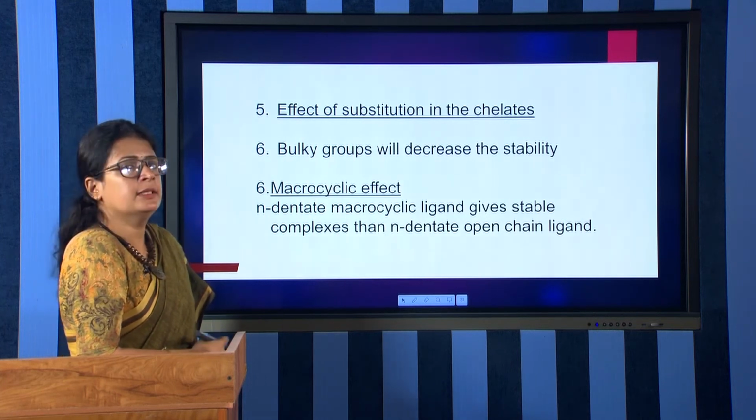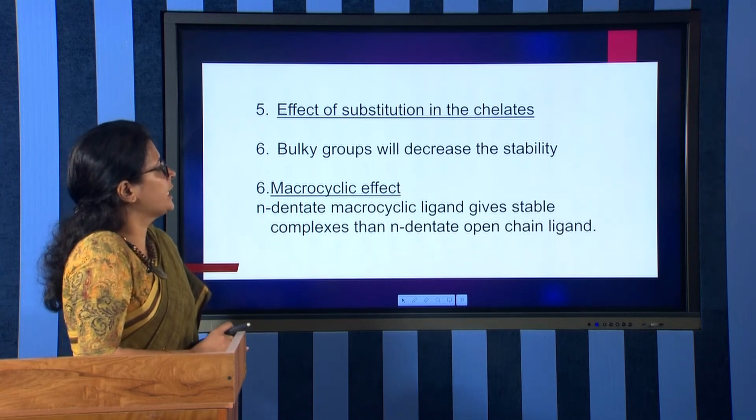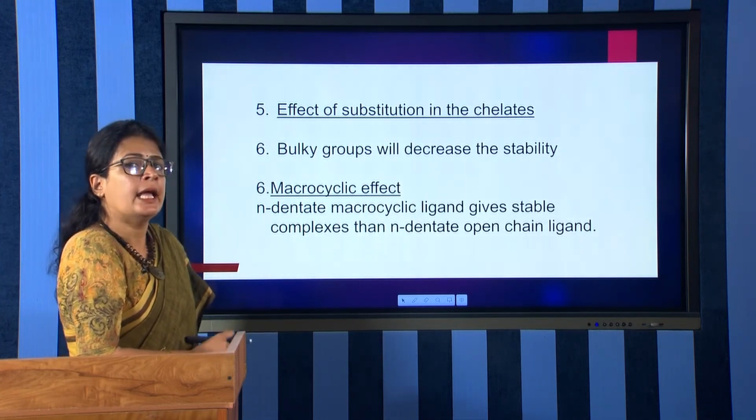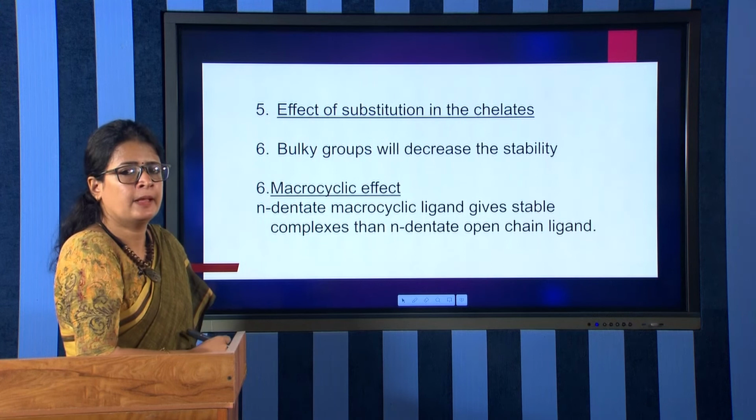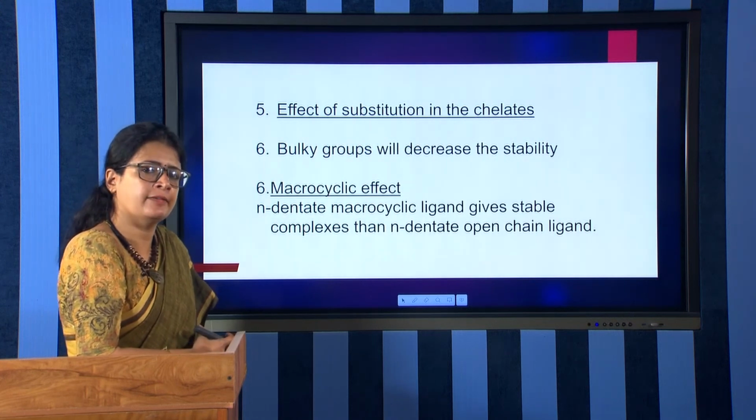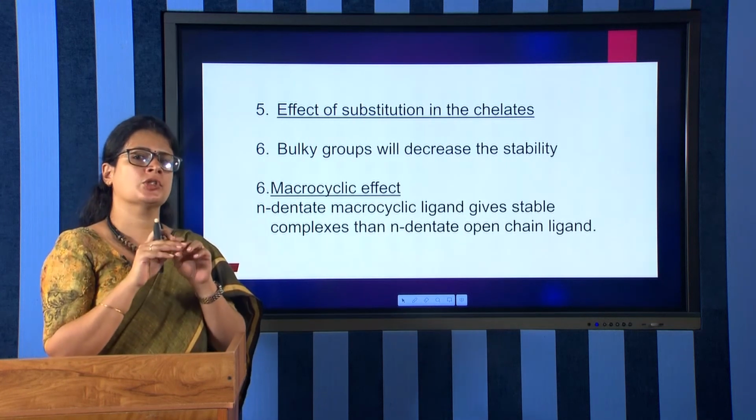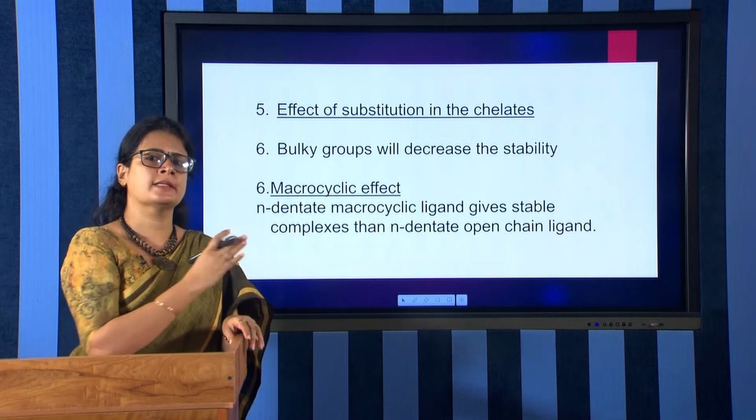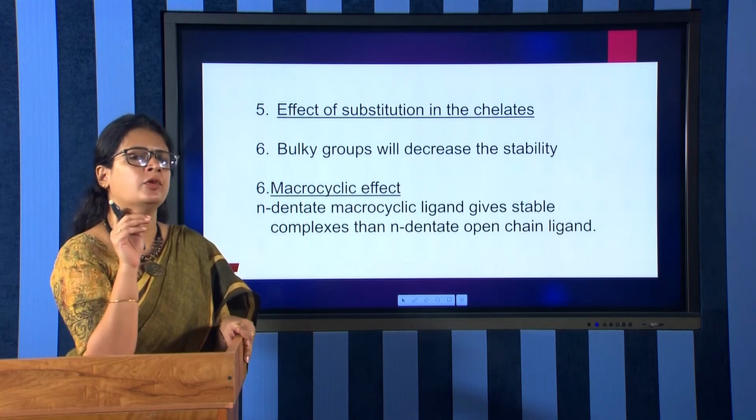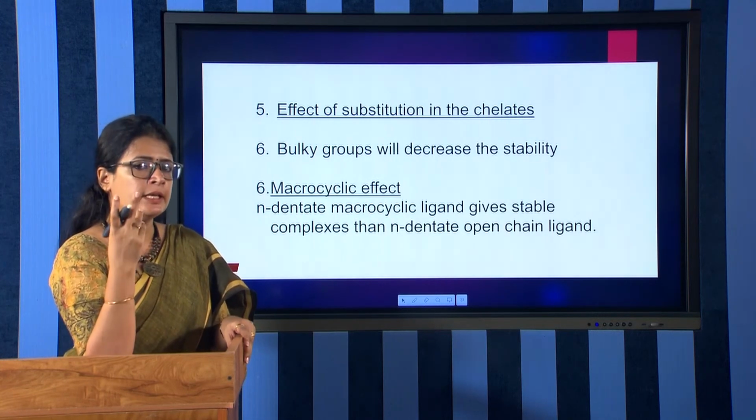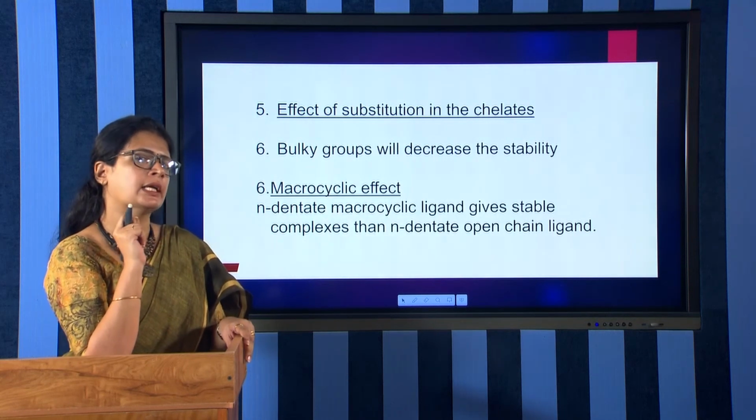And now we have another effect, that is the macrocyclic effect. What is the macrocyclic effect? Polydentate macrocyclic ligands give more stable complexes than polydentate open chain ligands. That we have explained in the chelating effect, because macrocyclic ligands form a cyclic ring structure, and in the case of open chain ligands, the thermodynamic factors are affected, like the delta S, the change in entropy, which will be greater in the case of macrocyclic ligands when compared to open chain ligands. That is the macrocyclic effect.